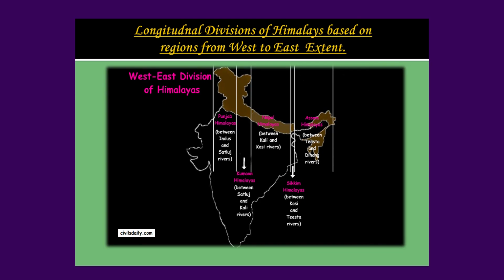The physiography of the Himalayas can be understood better by dividing it into two parts: longitudinal divisions, that is from west to east, and latitudinal divisions, that is from north to south. Let's see first the longitudinal division of the Himalayas. The division of the Himalayas based on the regions from west to east is also known as the longitudinal division. The Indian Himalayas are divided longitudinally into 4 divisions from west to east.